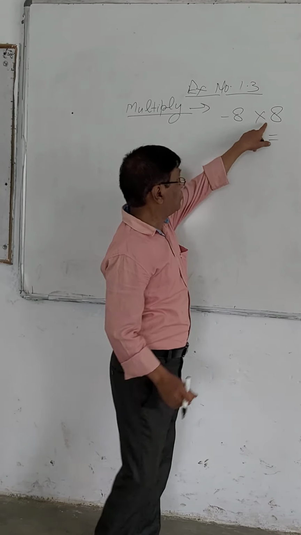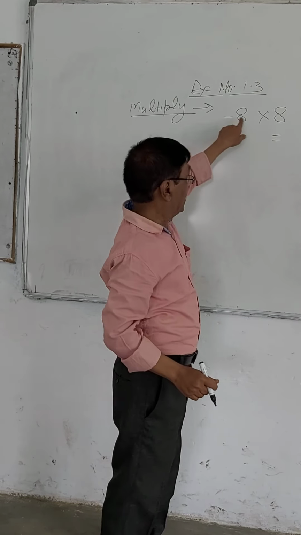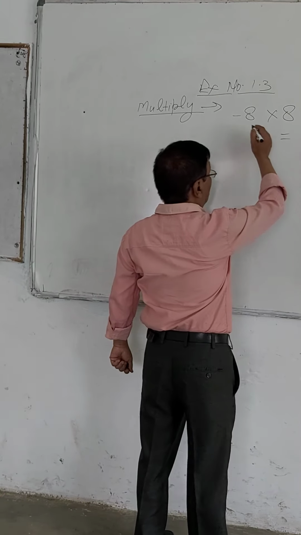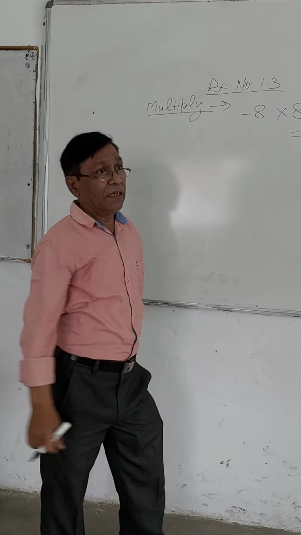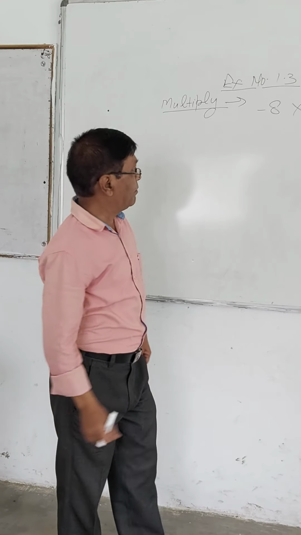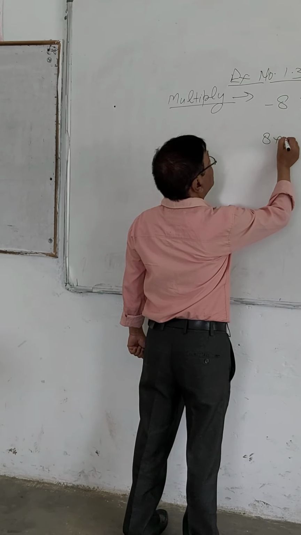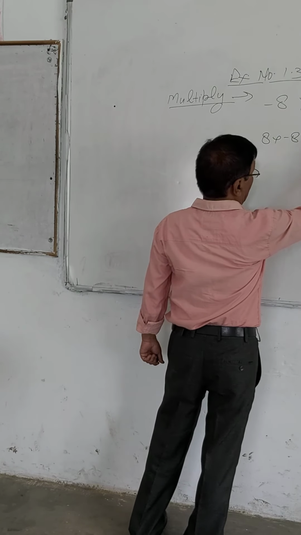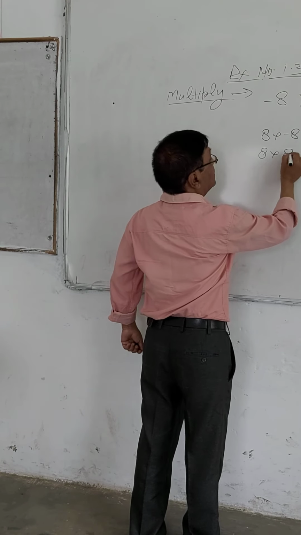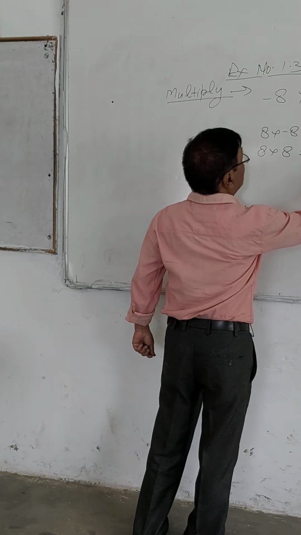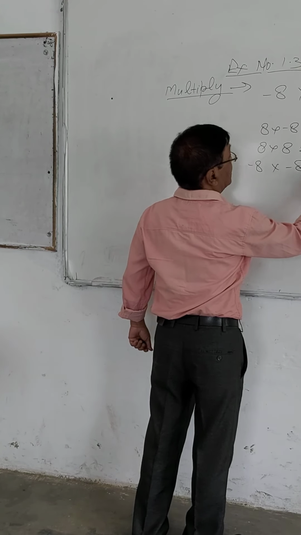So, 8 into 8, it is coming 64. And this is negative, this is positive. So, minus and plus, if you are multiplying, it will always be negative. Same way, 8 into minus 8, this is also minus 64. 8 into 8, this is plus 64, minus 8 into minus 8, this is 64.